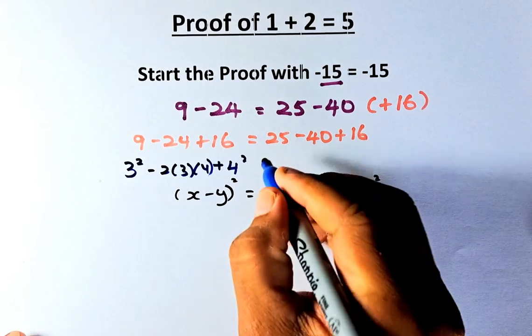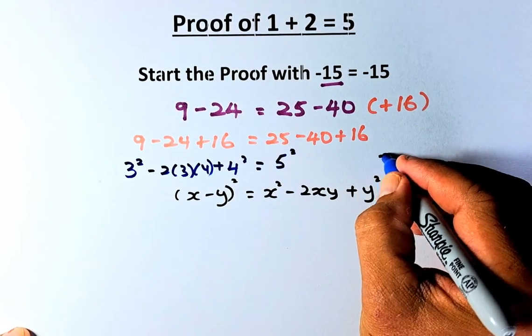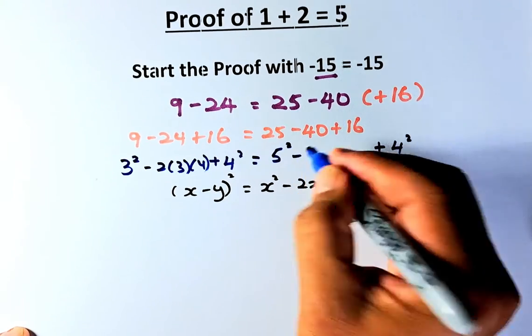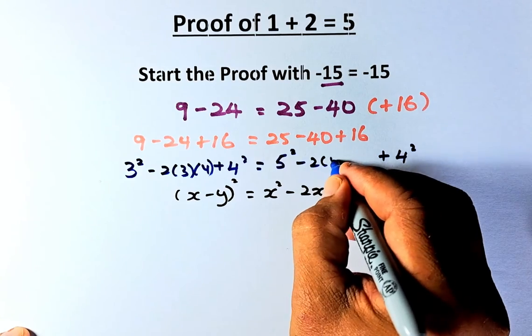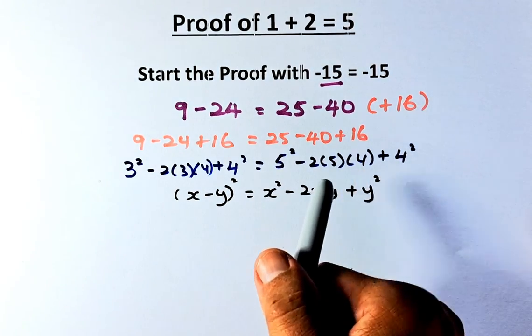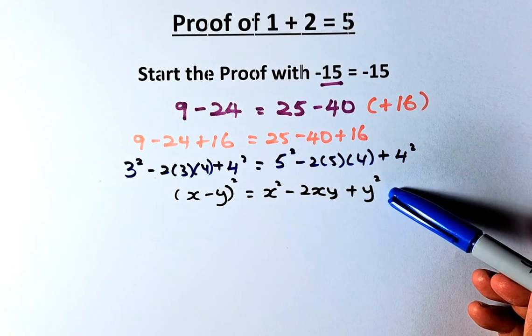25 is the same as 5 squared, and 16 is the same as 4 squared. The 40 is going to be 2 times 5 times 4. You multiply 2 times 5 is 10, 10 times 4 is 40, negative 40. So now we have that equation, and we are going to put the blue equation into the black equation.